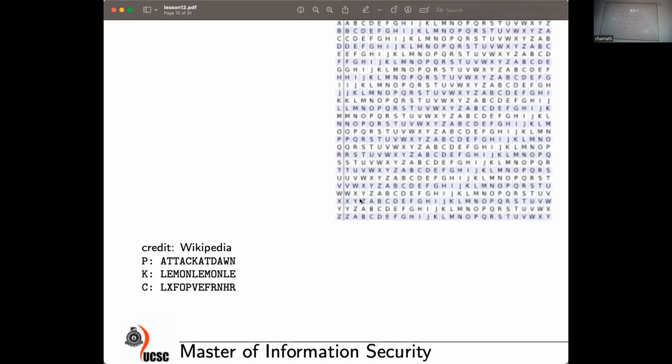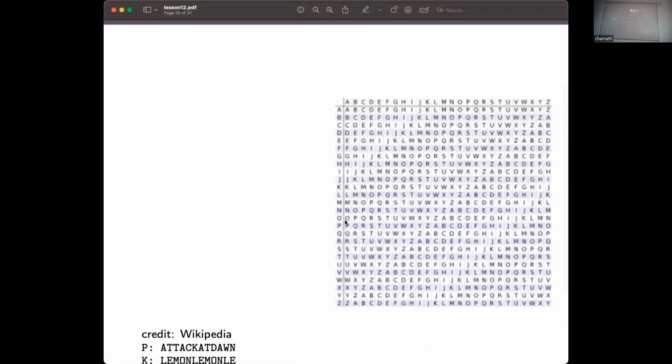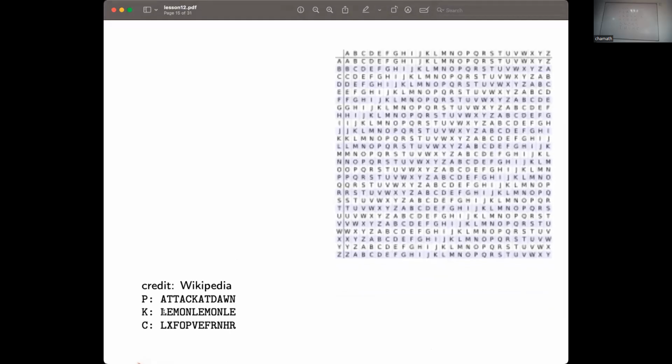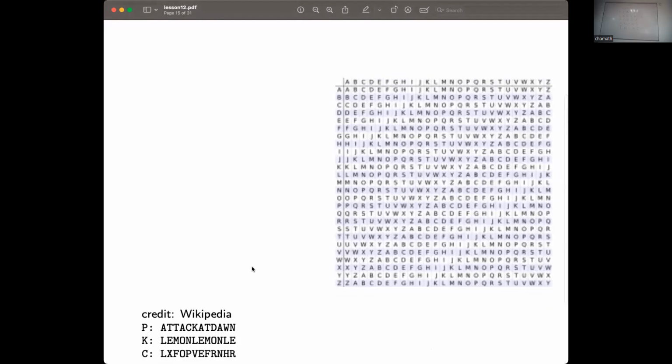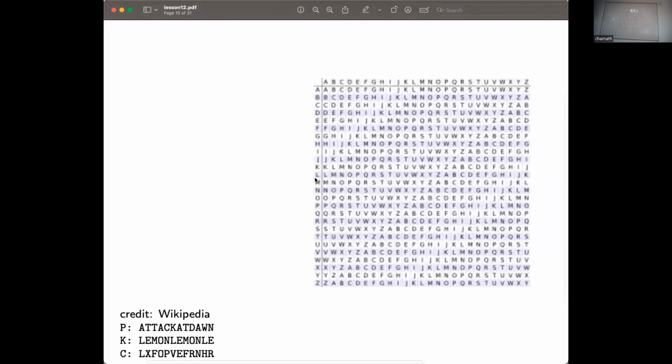Then we take the key letter, for example, L. We go to the row that starts with L. That is this row. Then we go to the column that has the plain text. Go to the row that has the first letter of the key, L, and go to the column that has the first letter of the plain text, that is A, and then get the corresponding slot in the table, that is L again. So that is the encrypted value.